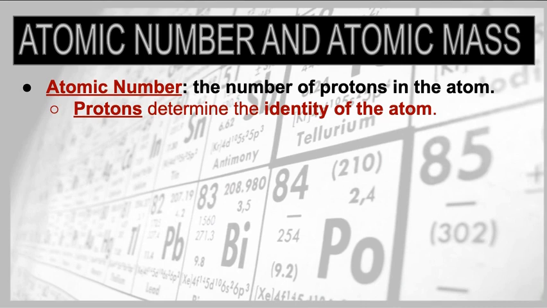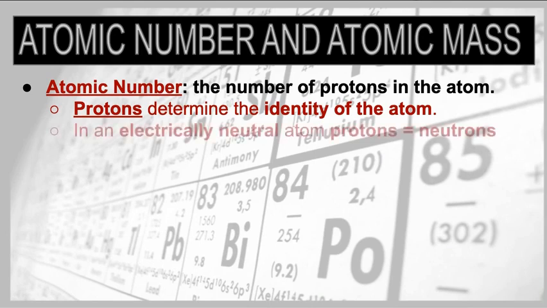And you're going to learn that that's going to be one of the ways that the periodic table is organized, by increasing atomic number. And because of that, that's going to give those elements very specific characteristics, especially the way that they interact with each other. And we'll learn more about that as we learn about the periodic table. So protons determine the identity of the atom.